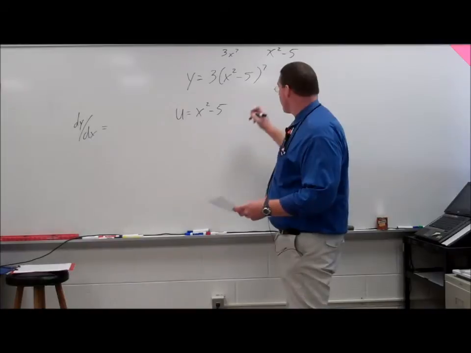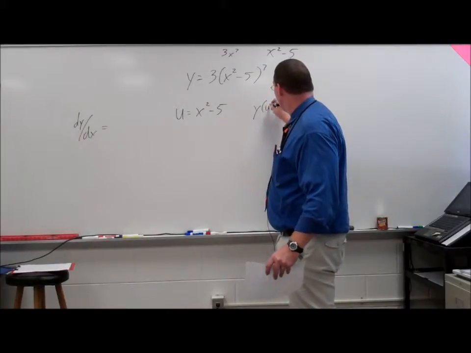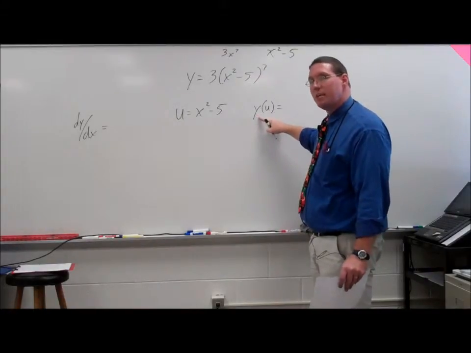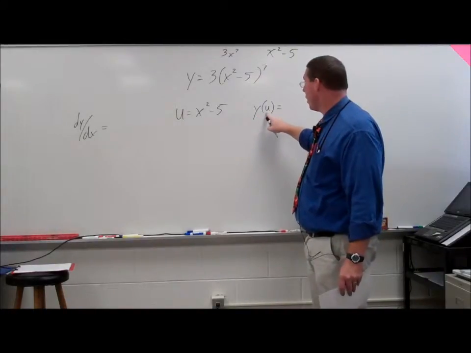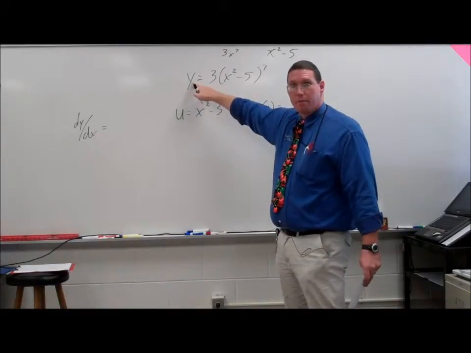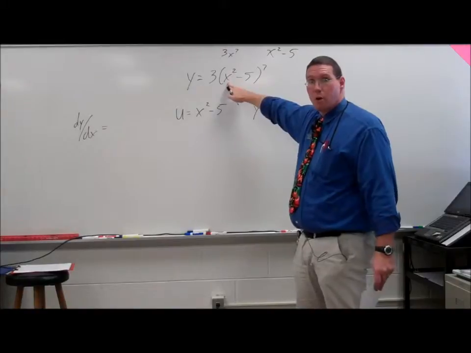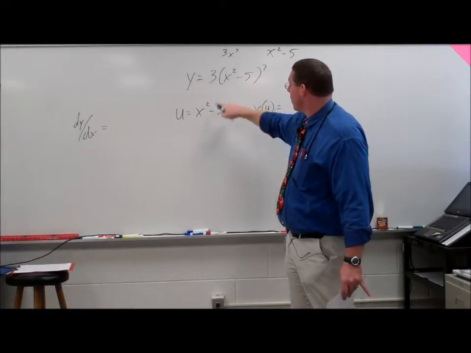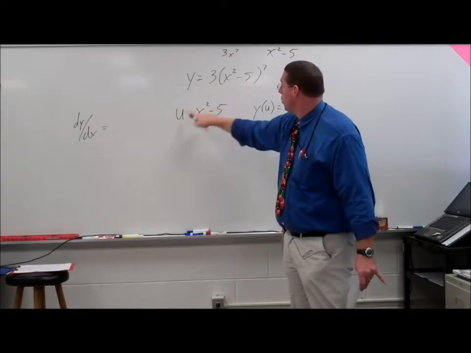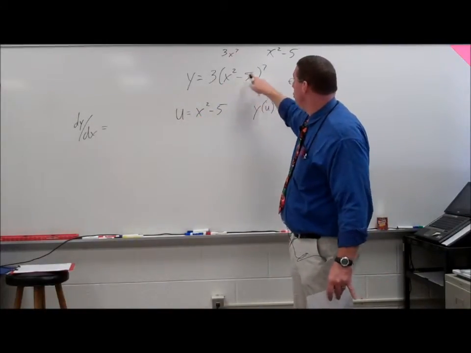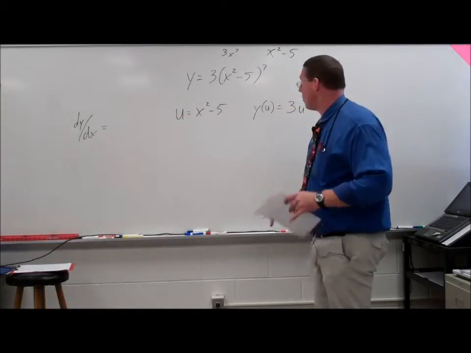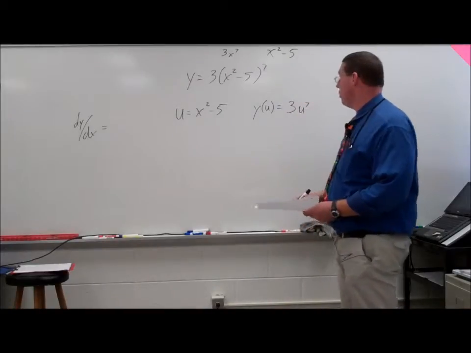Now, the next part says y of u, meaning the output y variable as a function of the input variable u. Okay? So what we're doing is we're going to rewrite y, but instead of making y a function of x, we're going to replace x squared minus 5. We're going to substitute in the letter u. So if we take this out and put u in there, it's 3u to the 7th power. So 3u to the 7th power. Okay? So far so good?